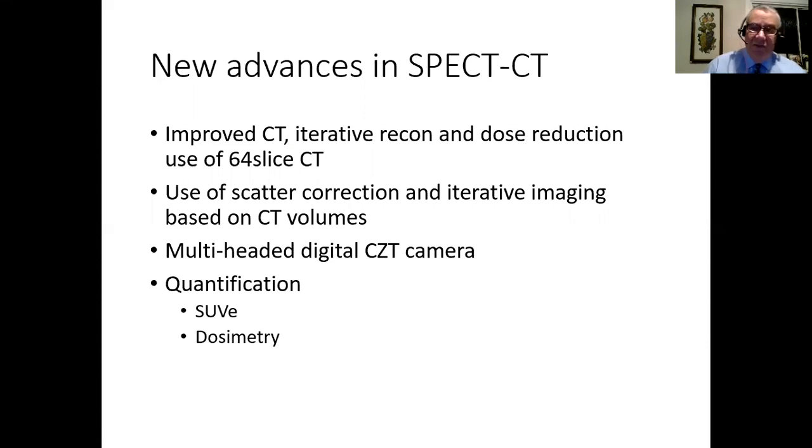So I'm going to finish off the talk by talking about some new advances in SPECT-CT. Some of the images I showed you were very good, but could we do better? Well, the better your CT, to be honest, the better your image on the CT part. And for orthopedic surgery, that's quite important. So if you have the option and you're allowed to, buy the best CT you can buy. You can also use iterative reconstruction techniques on the CT, not just in nuclear medicine, and use dose reduction. That enables you to get better images.